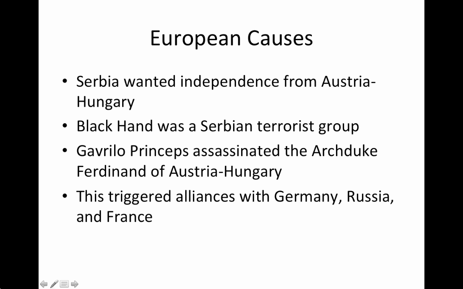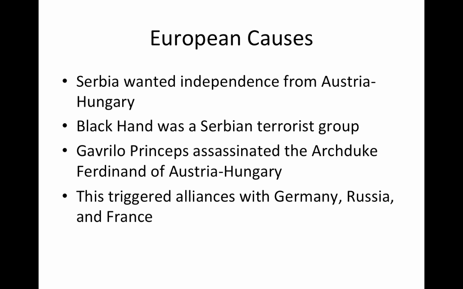The First World War began due to European causes, and the European context had to do with European imperialism as well as European nationalism. Serbia at the time wanted independence from Austria-Hungary. There was a group within Serbia on the most radical end called the Black Hand, which was a Serbian terrorist group. And one of their members, Gavrilo Princip, went into Austria-Hungary and assassinated the Archduke Ferdinand of Austria-Hungary.